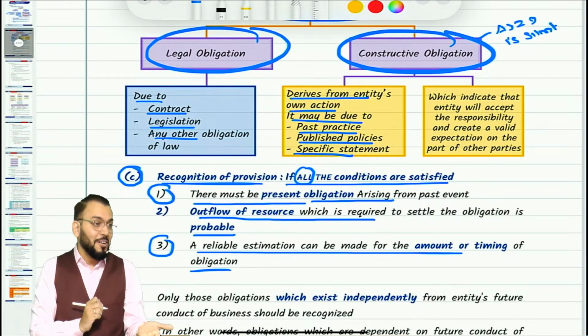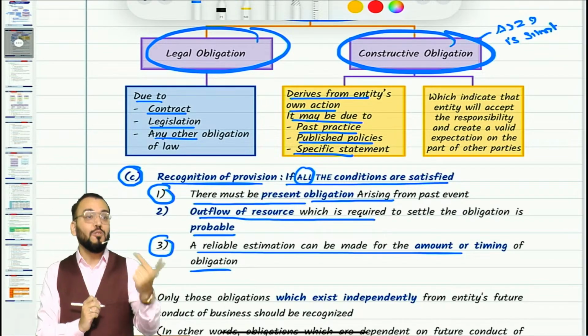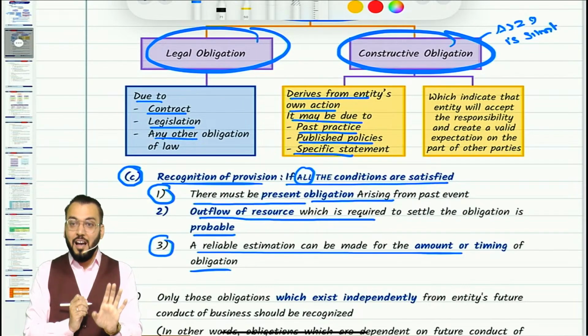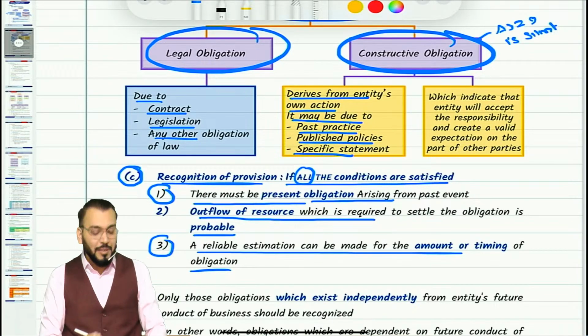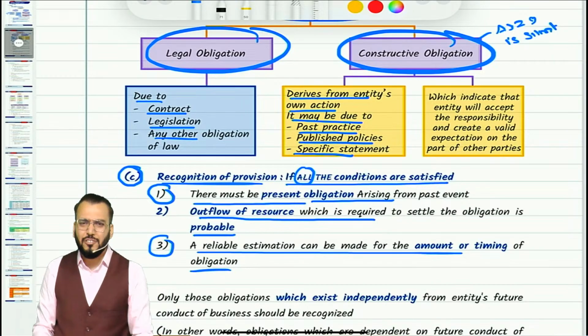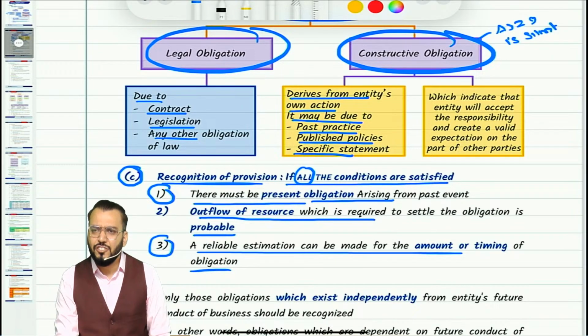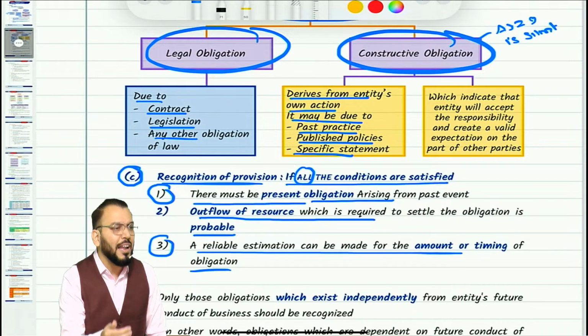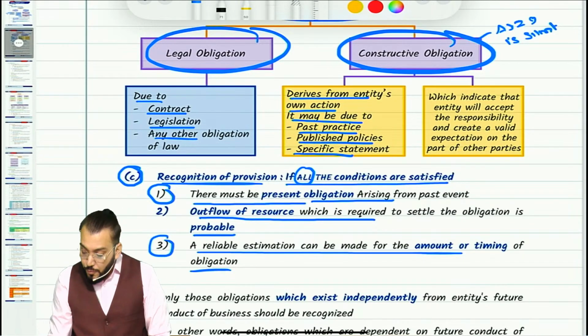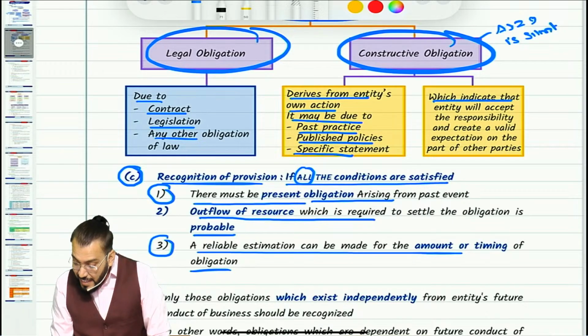Constructive obligation. But I need to measure it. How to measure it? I need to inform you how to measure the amount of obligation. Correct? So I hope you have understood. It derives from the entity's own actions, which may arise due to what? Past practice or published policy or any specific statement which indicates that the entity will accept the responsibility.